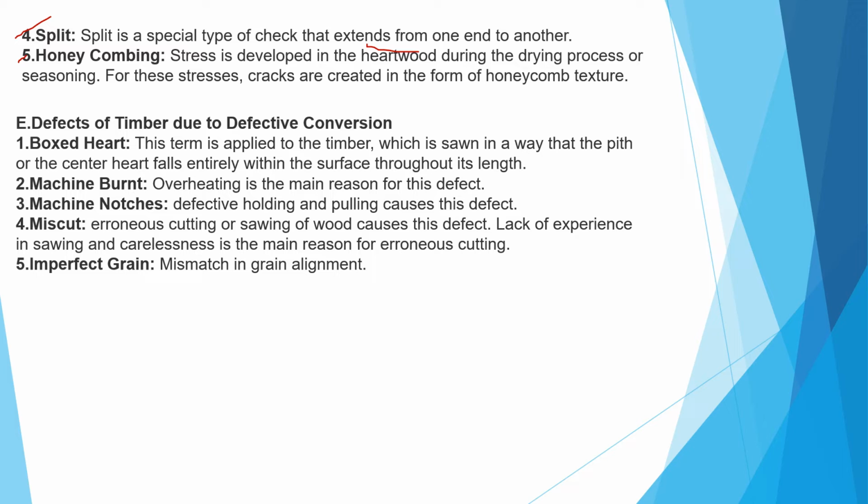Honeycombing. Stress is developed in the hardwood during the drying process or seasoning. For this, stress cracks are created in the form of a honeycomb structure. Next, defects of timber due to defective conversion. Number one, boxed heart, chipping, burnt chipping, notch, miscut, imperfect grain. There are some points given there. This is a brief discussion.